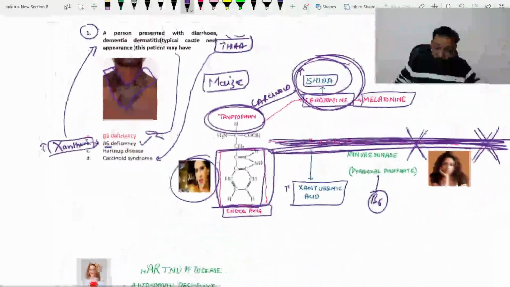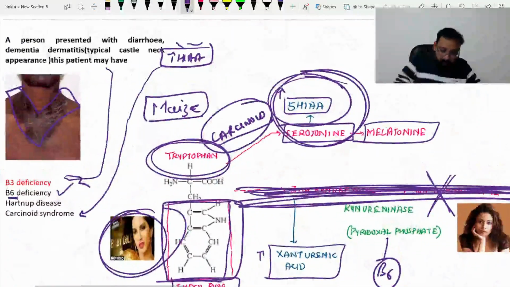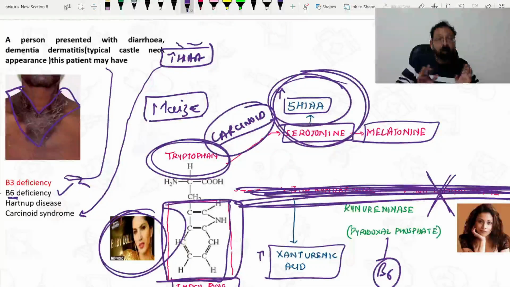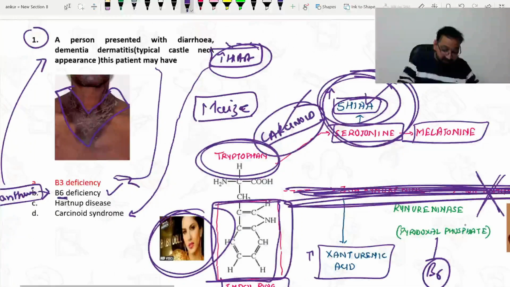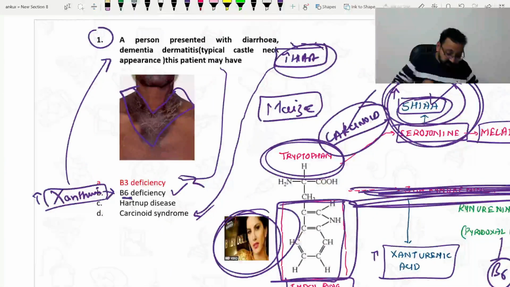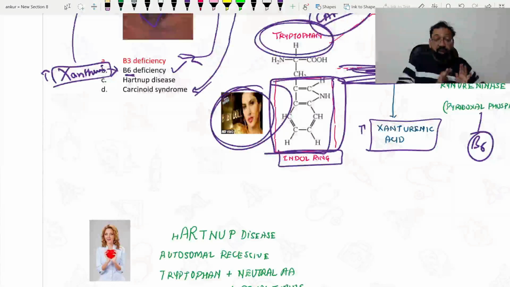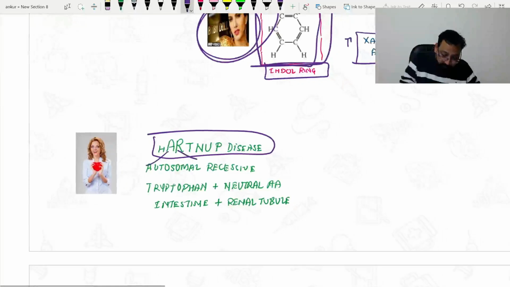Now, you will see Sunny Leone, you will see Nia Sharma, you will see the car scene of PK. They did not even feel ashamed making such a scene in the PK movie. Haya, HIAA, carcinoid. So HIAA is there, carcinoid is there. Xanthurenic acid, X, cross, six, B6 deficiency. Now, if you hear all these things, your heart would say nup, nup, nup. Hartnup disease is autosomal recessive.